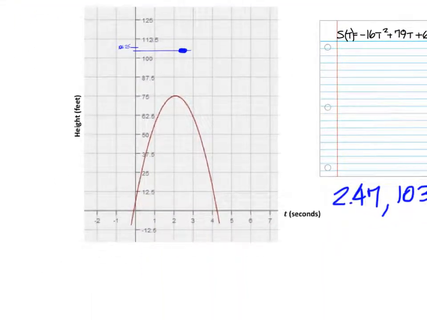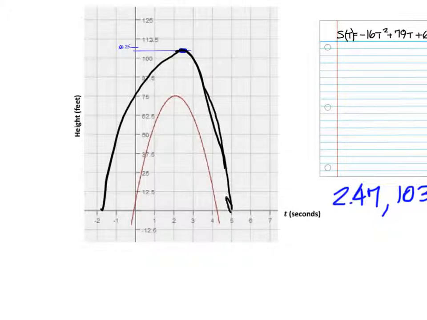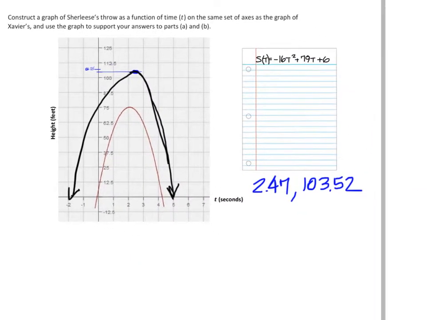Alright, we can come down and draw the graph. We would be approximating this, drawing it freehand. We could find the x-intercepts, but I don't think there's a need to do that on this. Mine is a little bit wide. That's a horrible looking graph, but you get the idea. And notice how the graph illustrates that she went much higher than Xavier.